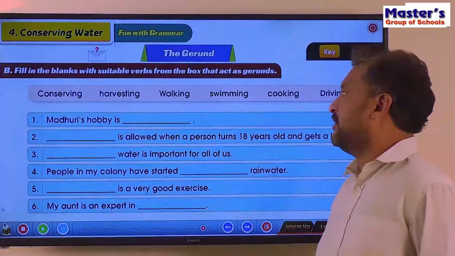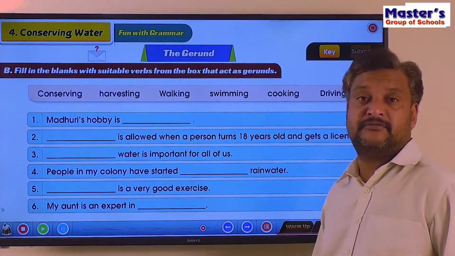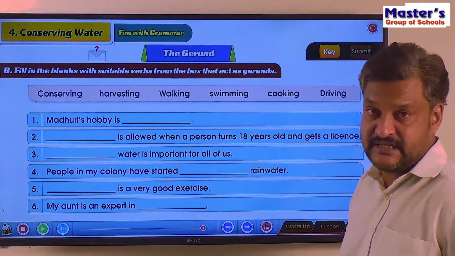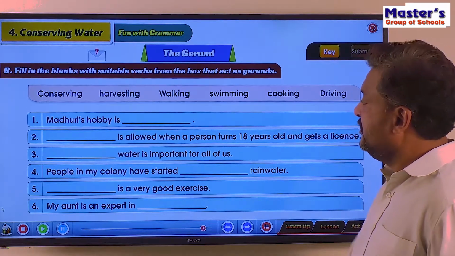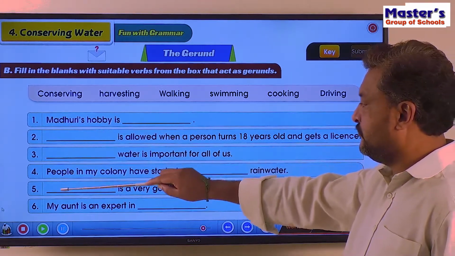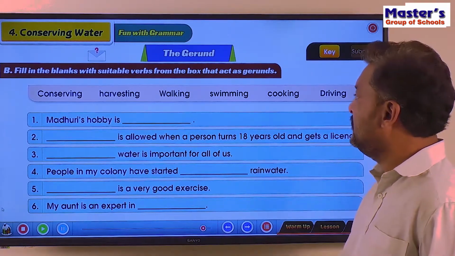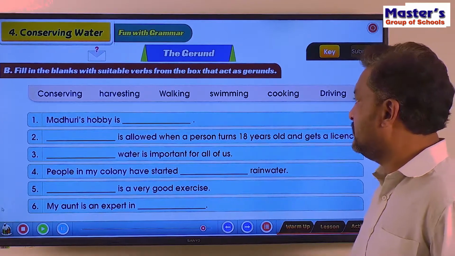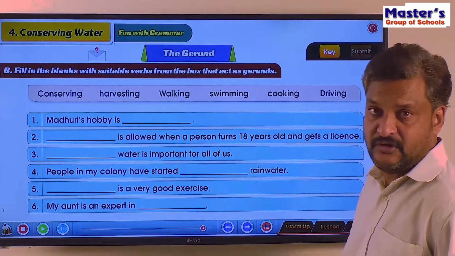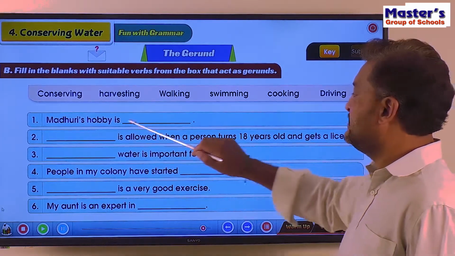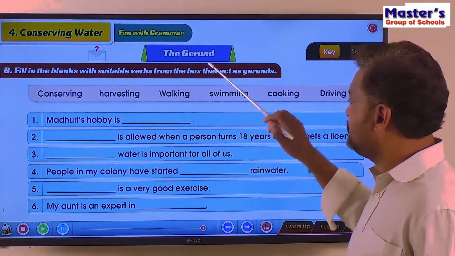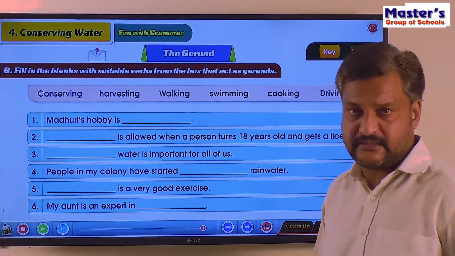The second thing that we have learned in the fun with the grammar part was the gerund, an ing form of a verb which is used as a noun. Right? So again, six sentences are given there, and we have six gerunds in the box. What we need to do is read these sentences and identify the suitable gerunds with which we can complete those blanks.